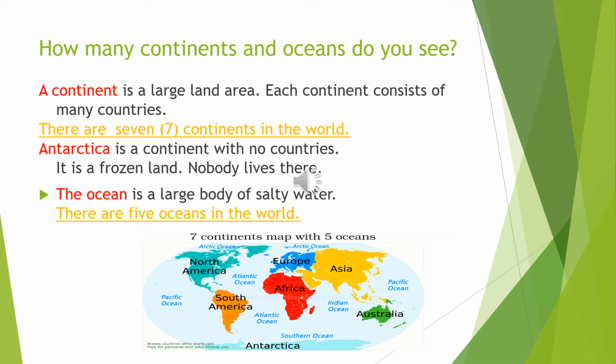So, how many continents do we have? We have 7 continents in the world. Okay, we have North America, South America, Europe, Africa, Asia, Australia, and Antarctica. So we have 7 continents.